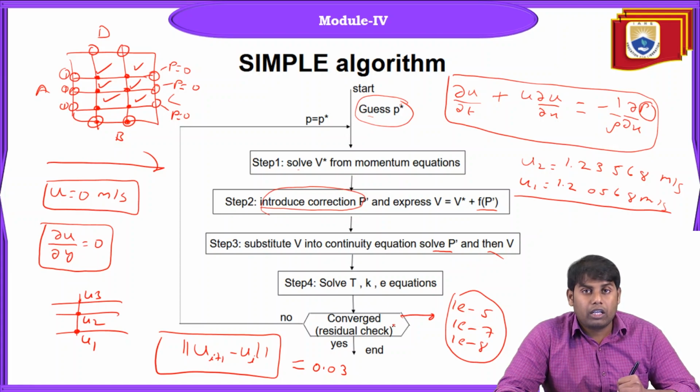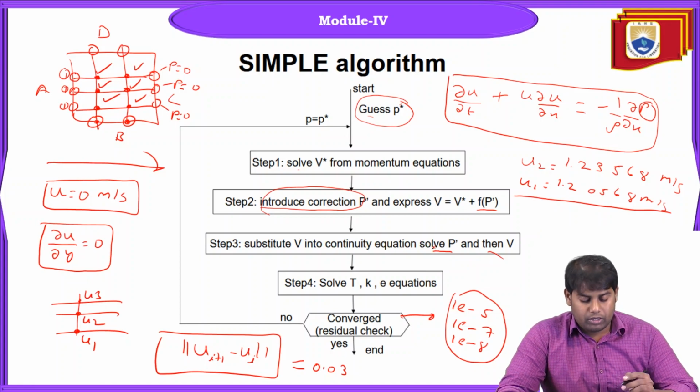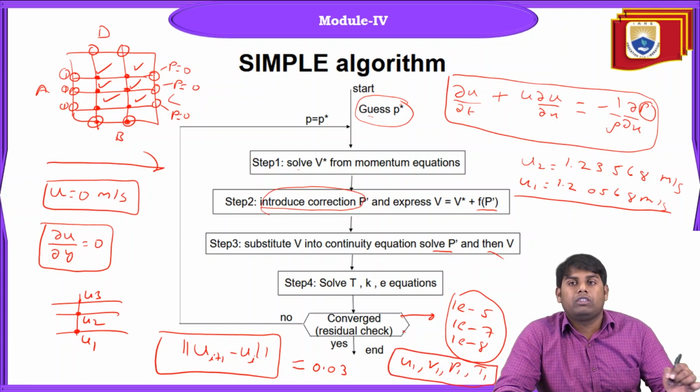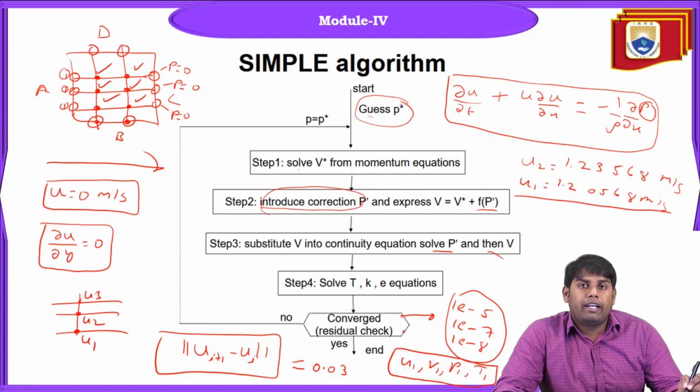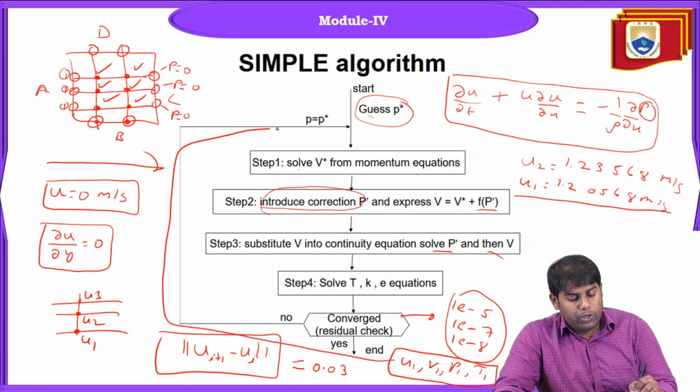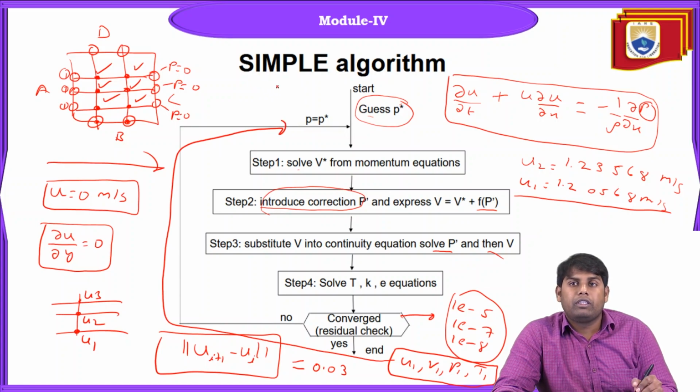If it is converged, then we will stop. If it is not converged, then whatever values we get as output from the first iteration, let's say we have u1, v1, p1, T1. These are the values of the velocity which we are getting from the end result of the first iteration. So these values will be the new input.